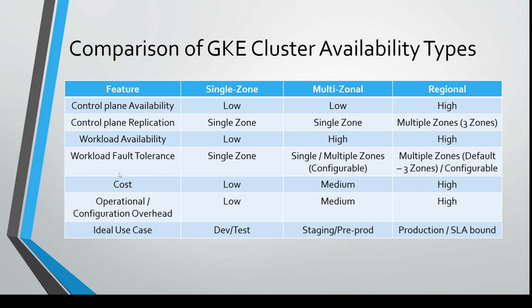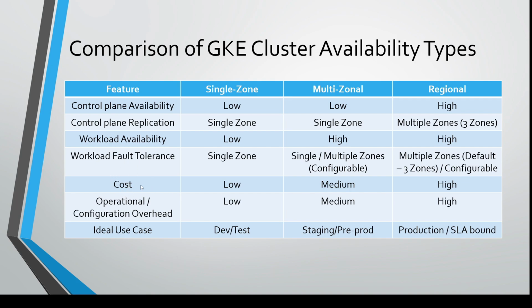So moving to the next thing, the workload fault tolerance. Workload fault tolerance is limited to a single zone in a zonal cluster. As you know, the node pools are hosted in the same zone where the control plane is. And in a multi-zonal cluster, you can have single or multiple zones. You can configure it. And also in the regional cluster, you can have multiple zones, by default 3 zones, or you can configure the workload fault tolerance based on your requirement.